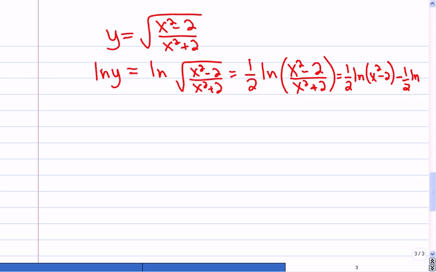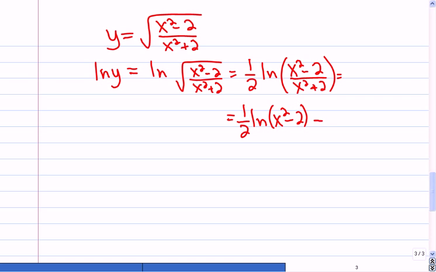Okay. Next line. That was correct. I just ran out of room. 1/2 natural log of x squared minus 2 minus 1/2 natural log of x squared plus 2. Okay. So, what we can do here is, we can't really cut this down anymore, but we've removed the chain rule and the quotient rule. So life is better now.